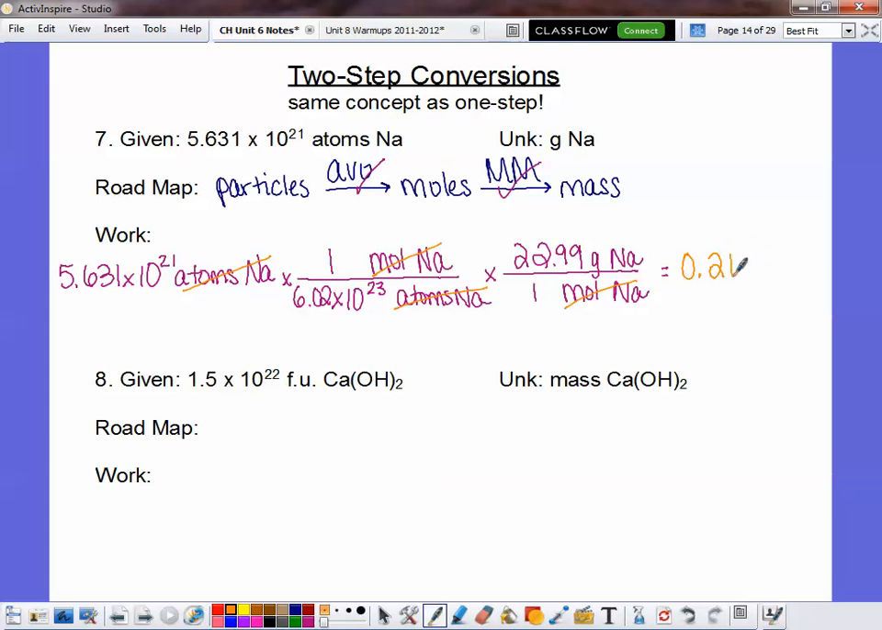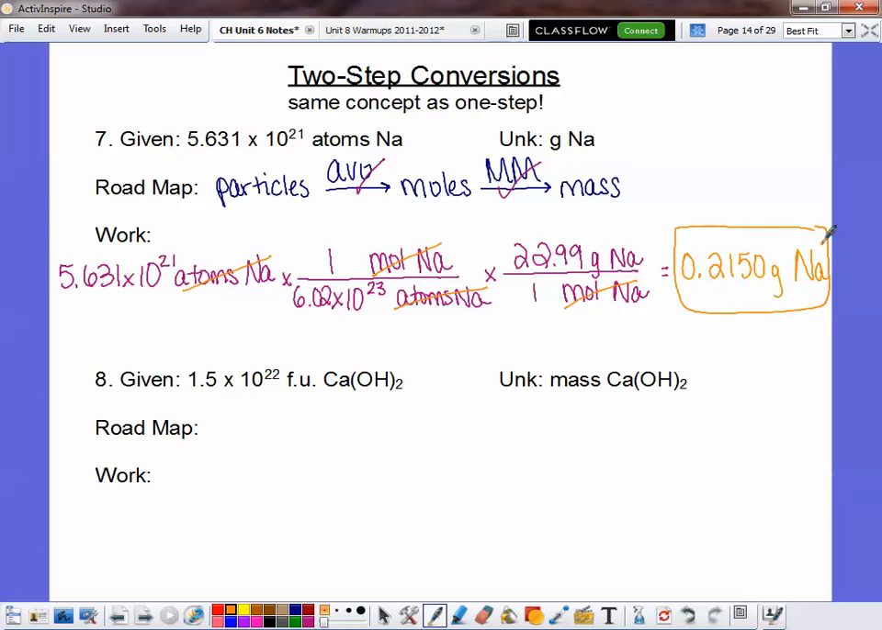It's 0.2150. And what are your units? Grams of sodium. Grams of sodium. Good. 0.2150 grams.